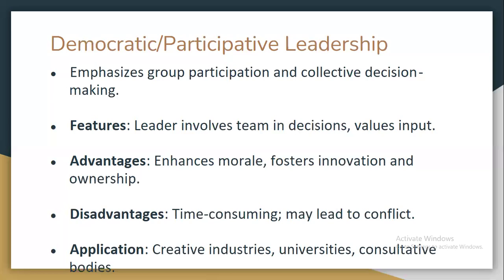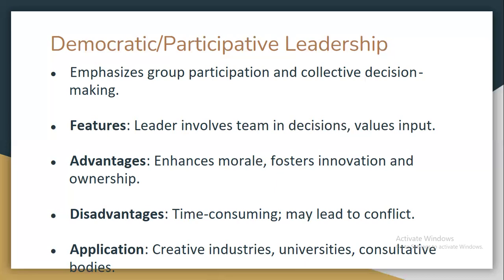So, unlike the autocratic leadership style, where all the instructions come from the leader, and the leader is the one who says what has to be done, with democratic or participative leadership, you realize that there's an emphasis on group participation. Everyone's ideas are welcome. When it gets to decision making, the followers are also allowed to make inputs in whatever decision is being made. So you realize that the leader involves the team members or followers in the decision making process.